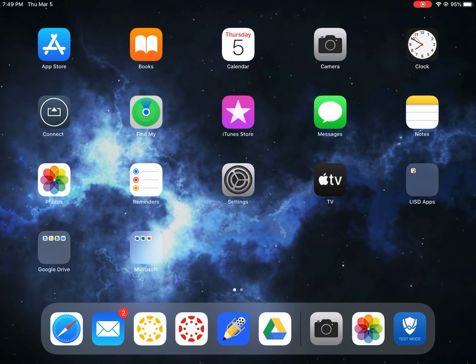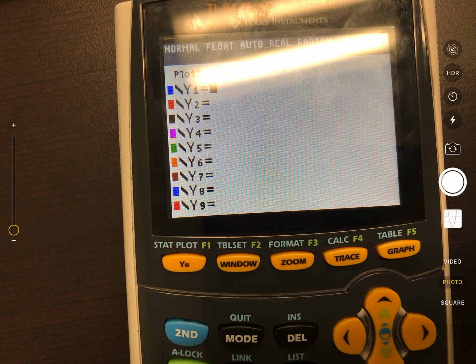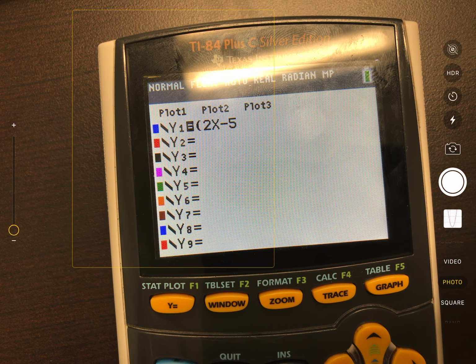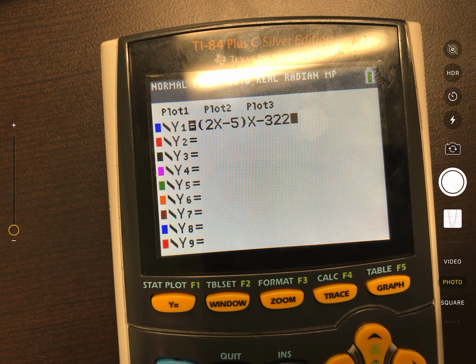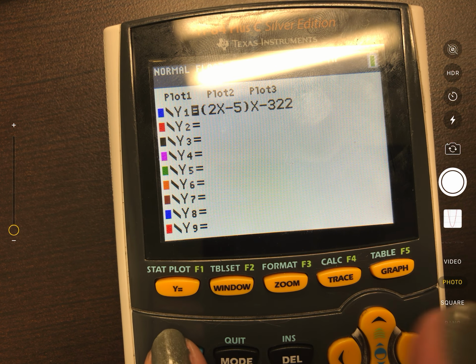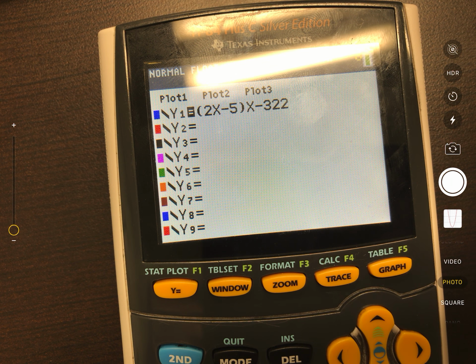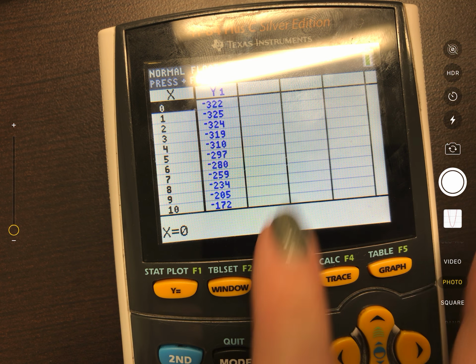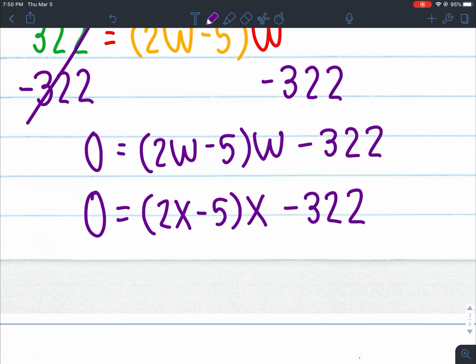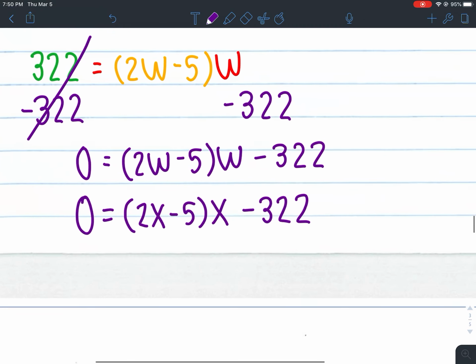Okay, so let me go ahead and go to my y equals. So I'm going to type in parentheses 2x minus 5, parentheses x, minus 322. Now I use both minus signs here. And then I want to go to my table to help me figure this out. So I'm going to do second, and I'm going to hit the graph button to get to the table up there. Okay, so now I have a bunch of random numbers, right? And you're like, well, I don't even know what I'm looking for. Like, what am I supposed to look for here? So I'm going to show you.